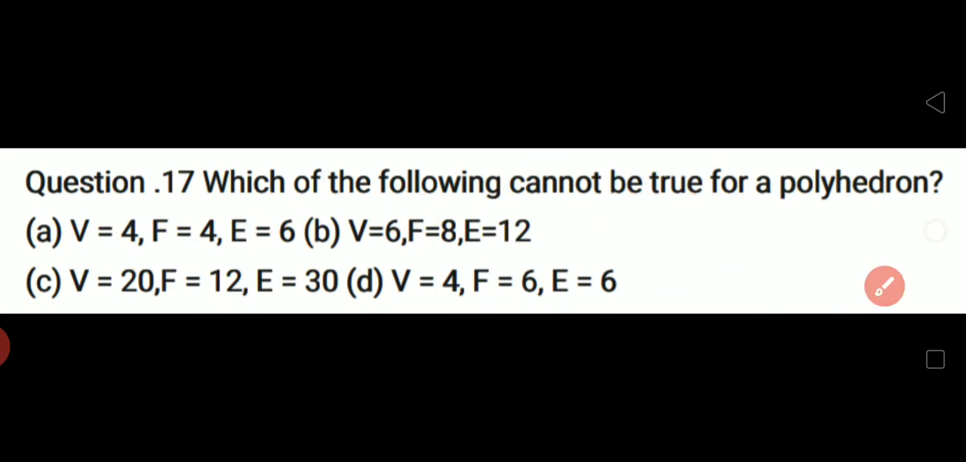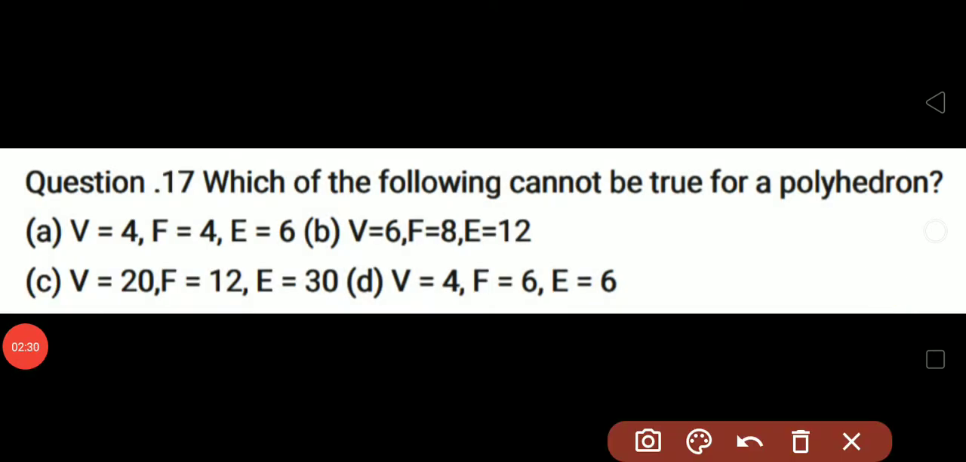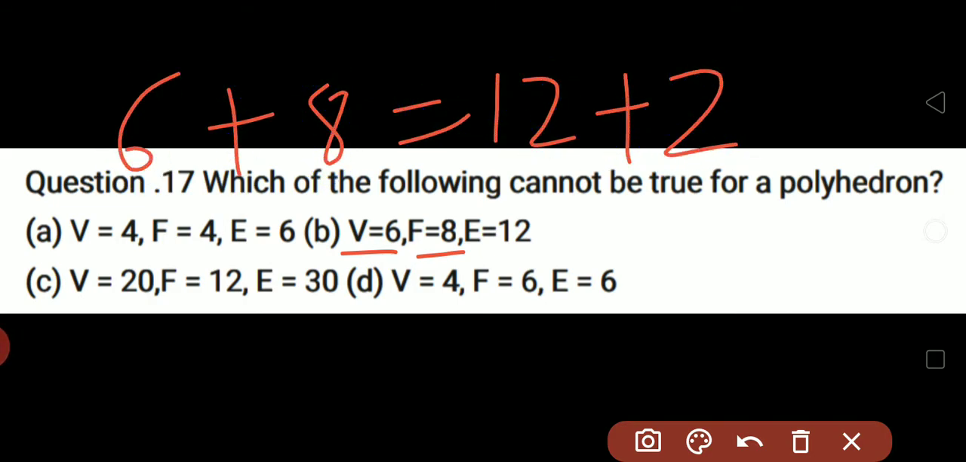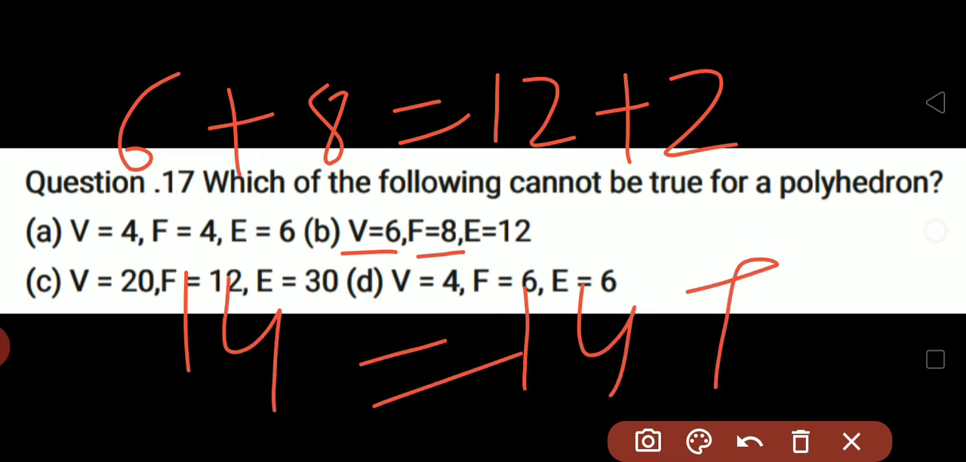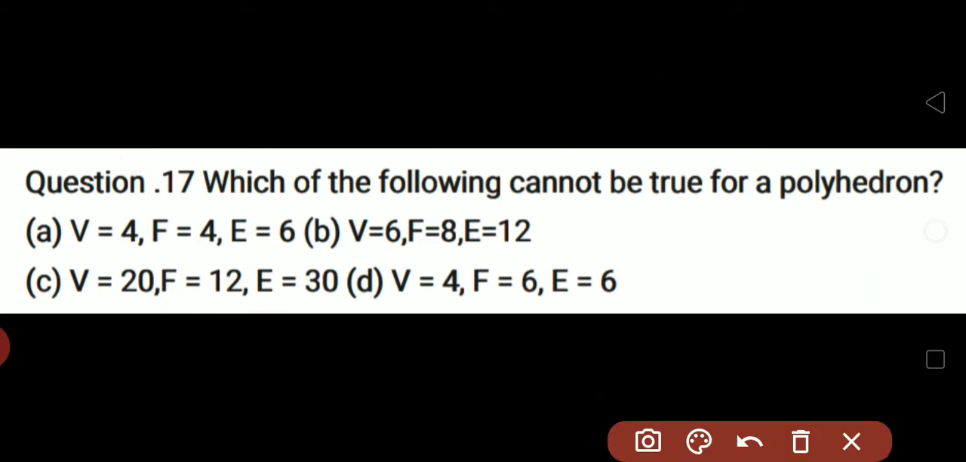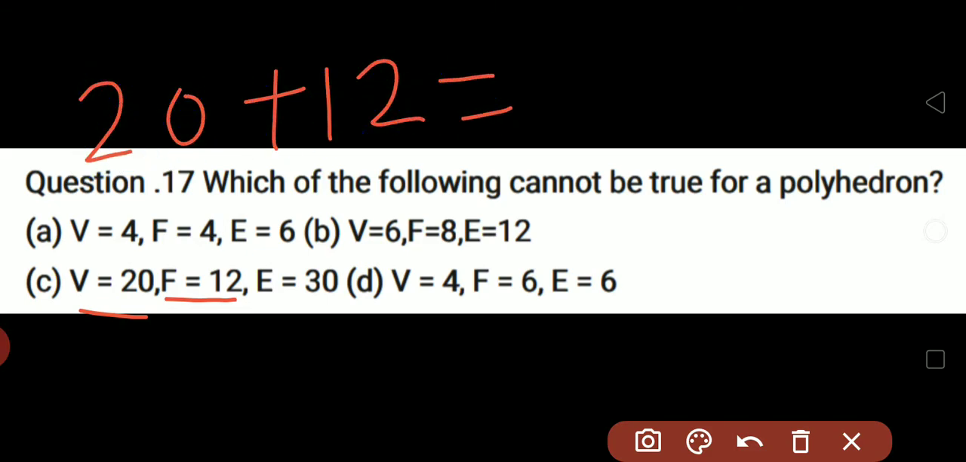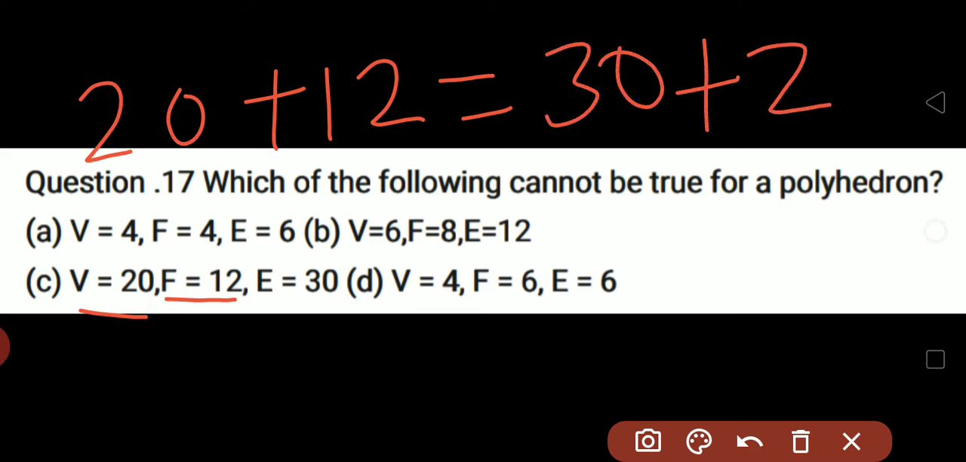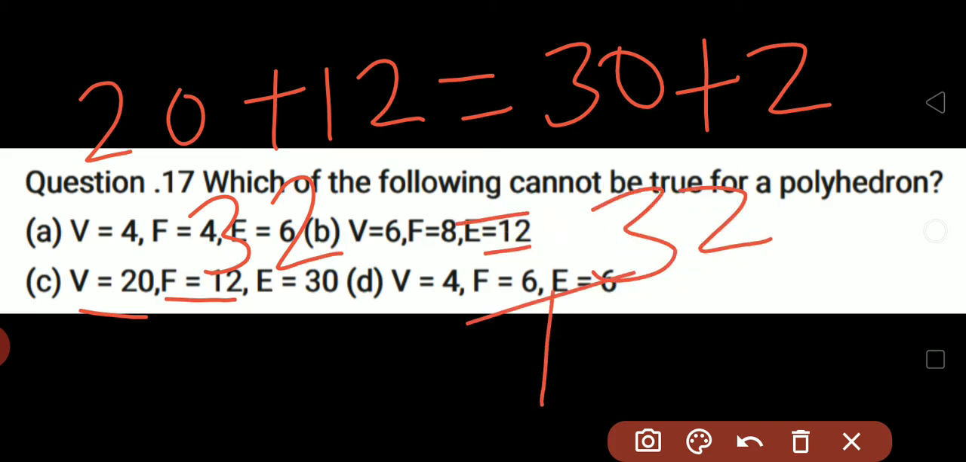Let me check the B part. Here we are given V 6, F 8, so 6 plus 8 equal to 12 plus 2. 6 and 8 is 14, 12 plus 2 is also 14. Yes, the second is also true. Let us come to the third part, that is V is 20, F is 12, so 20 plus 12, let us check if it is equal to 30 plus 2 or not. Here we got 32, right? And here is also 32. Yes, it is also true.